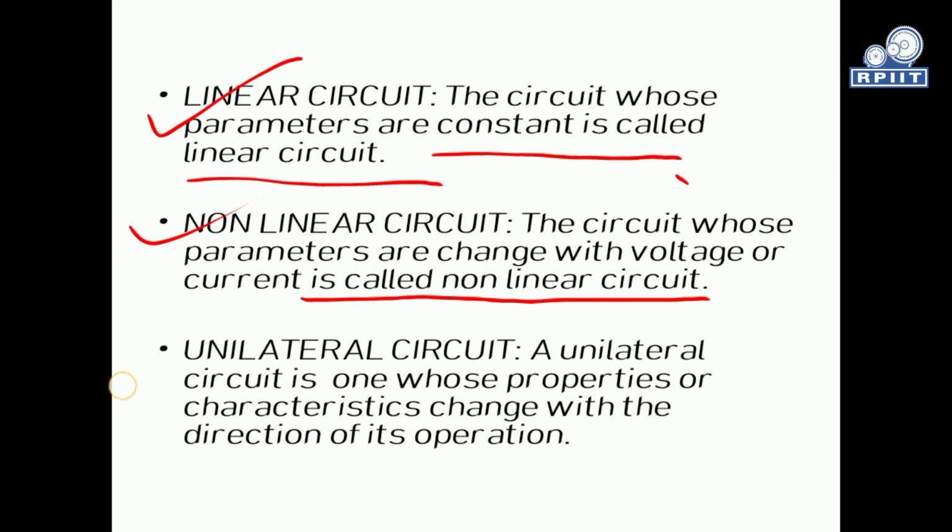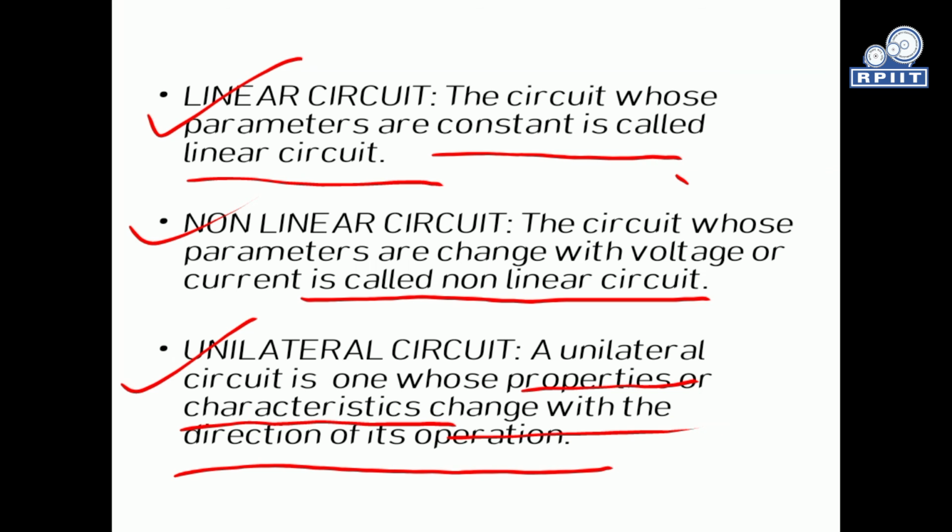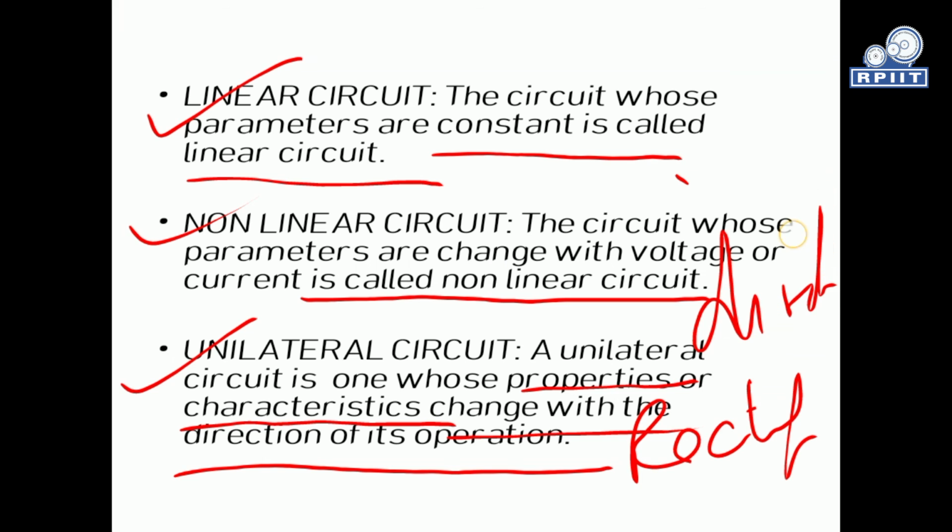And the next one is unilateral circuits. Unilateral circuits are those circuits in which the properties and characteristics change with the direction of operation. The examples of unilateral circuits are the rectifier and the diode, the circuits whose properties or characteristics change with the direction of operation.